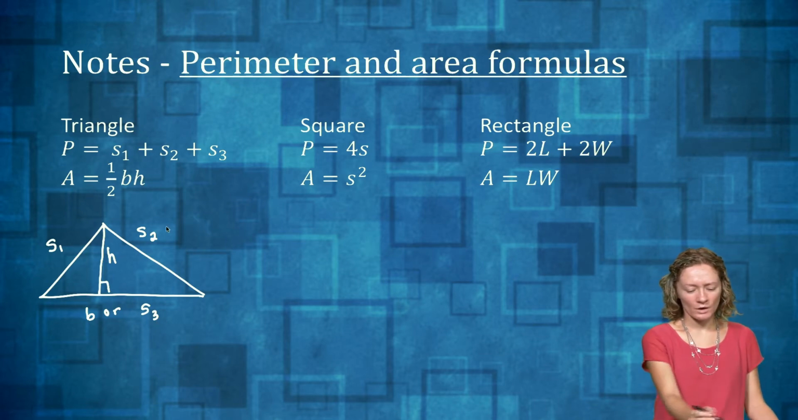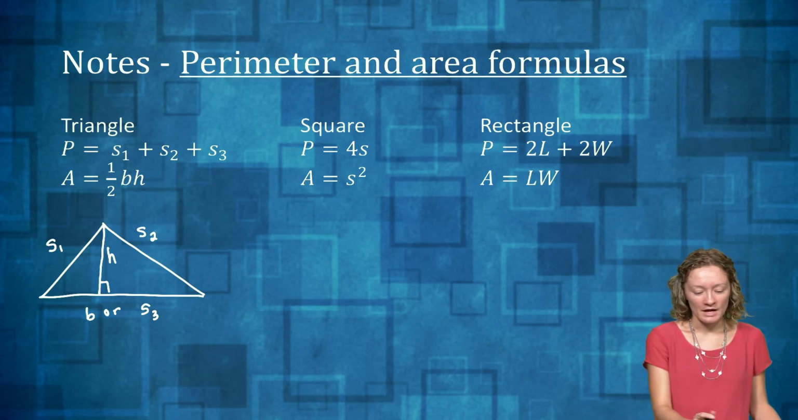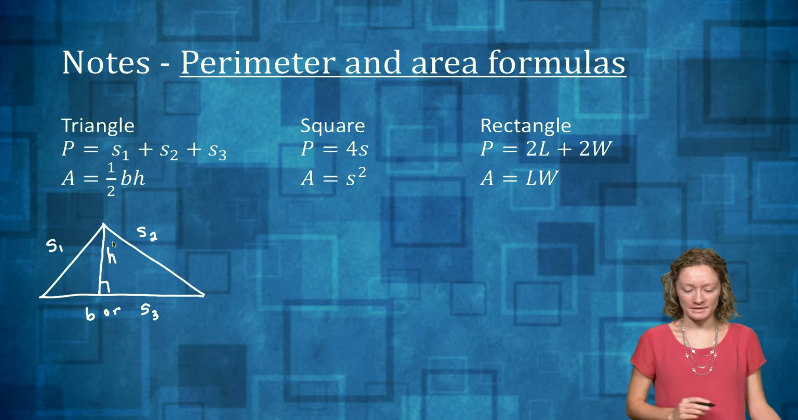The S is 1, 2, and 3. It doesn't really matter how you order them, because for perimeter, you're just adding up all 3 of them. If you're using area, you will have to identify a base, and then the height will come from that base.